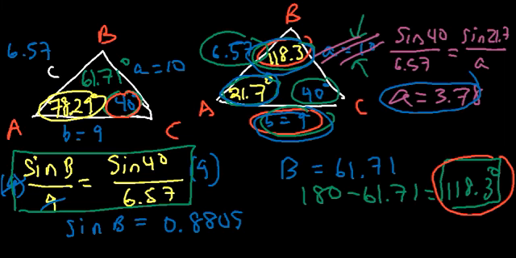So that is it for law of sines and law of cosines. Now you know how to use it. You know how to find the area of oblique triangles, or if you're given three sides to a triangle, you know how to solve that situation as well.